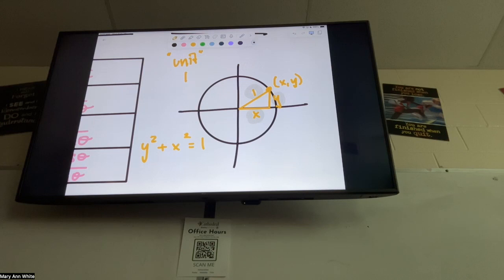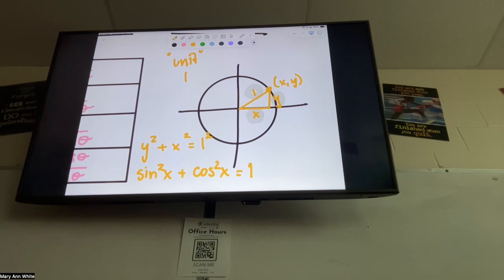Now, remind me when we do the unit circle, y is the same thing as which trig function? Sine. So I can replace y with sine squared. X is the same thing as which trig function? Cosine. So I can replace x with cosine squared, and then 1 squared is just 1. So that's how I derived this formula. Kind of see where it's coming from?